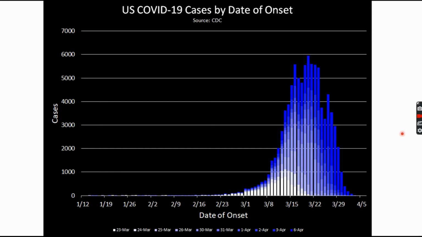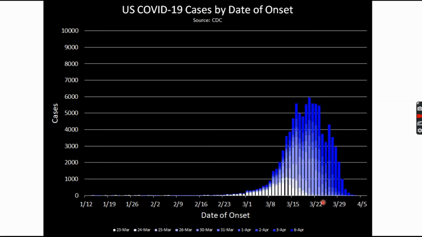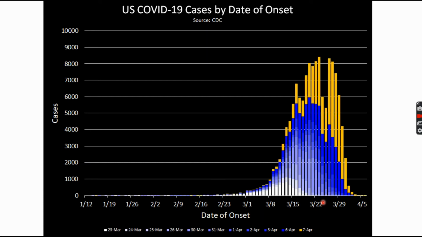All right, here is the chart that I presented last time, and moving that down just to give room for the new data. And here are the new cases that were reported yesterday that have estimated dates of onset. So you see these orange cases, those are the new cases that were new as of 4 p.m. on April 6th, reported yesterday.